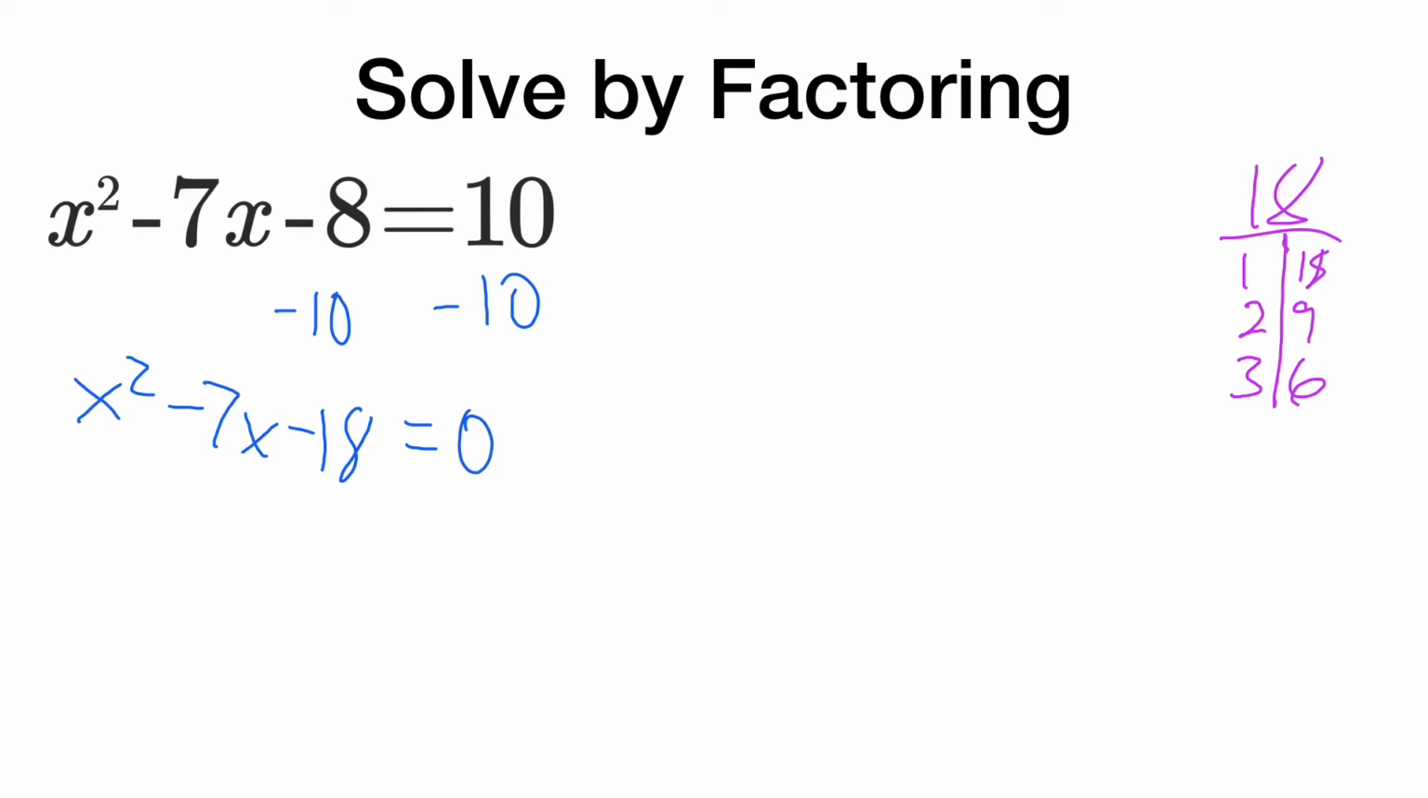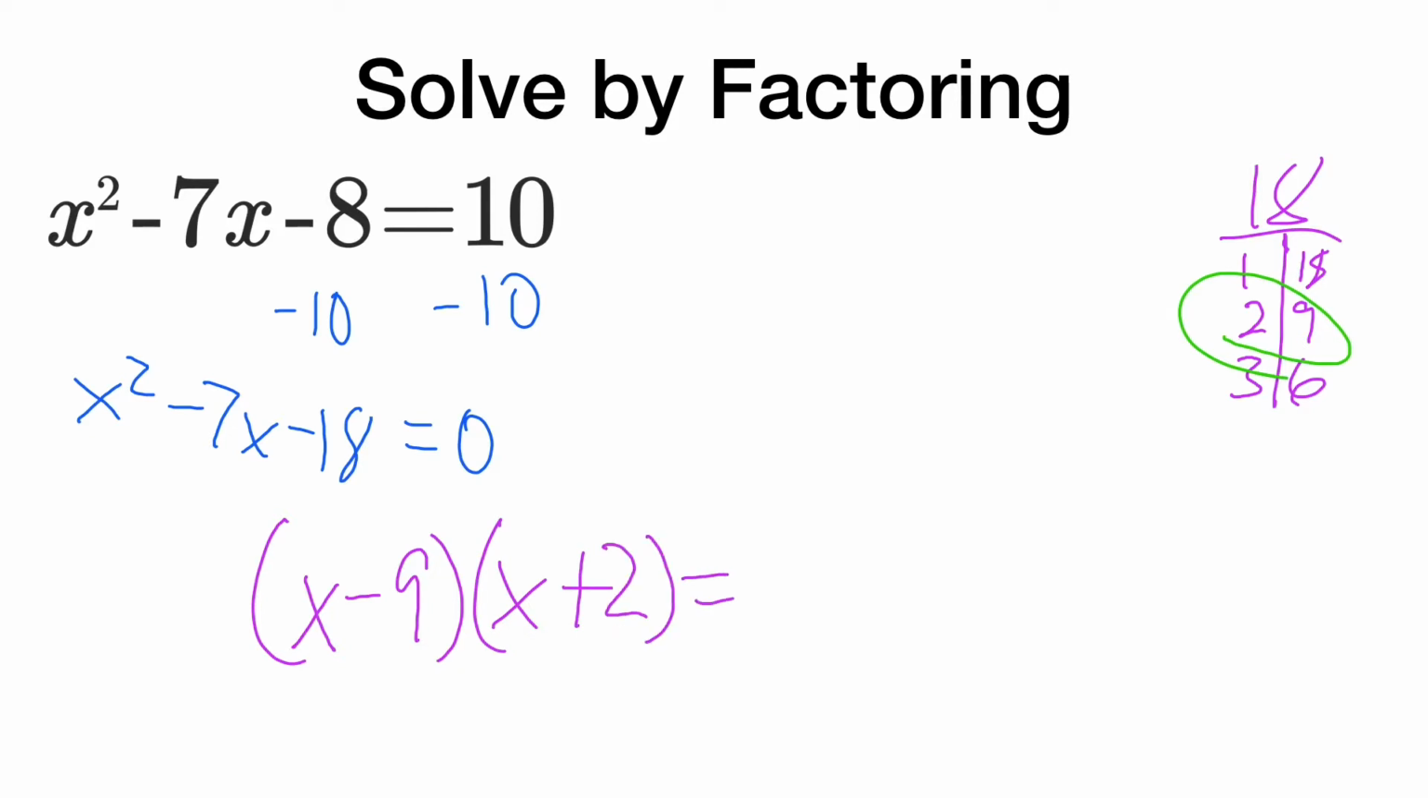So what I'm looking for is which of these numbers have a difference of 7. Sorry, not of 2. It's a difference of 7. So now, because the negative 7 is in fact negative, that means the factored out version will become x minus 9 times x plus 2 equals 0.